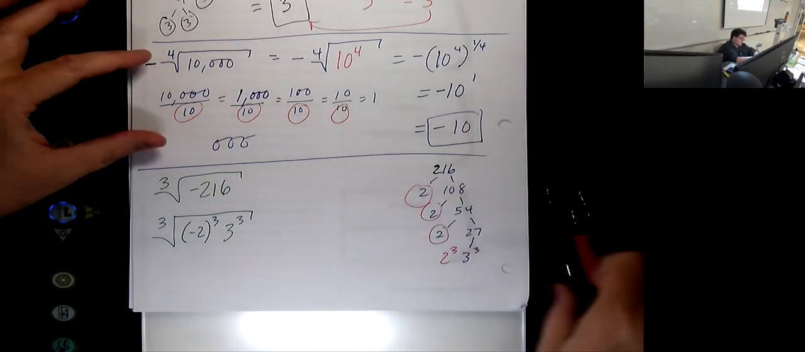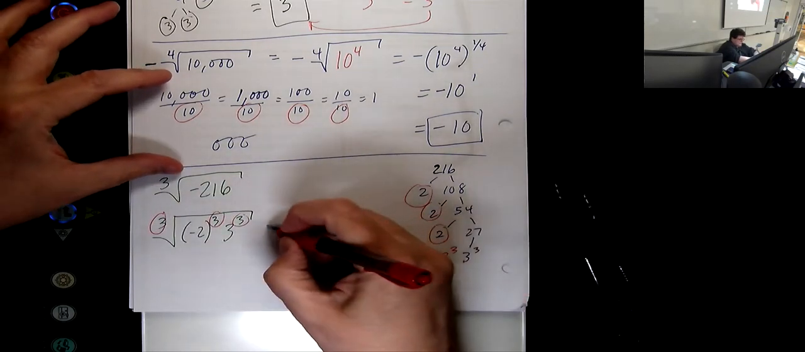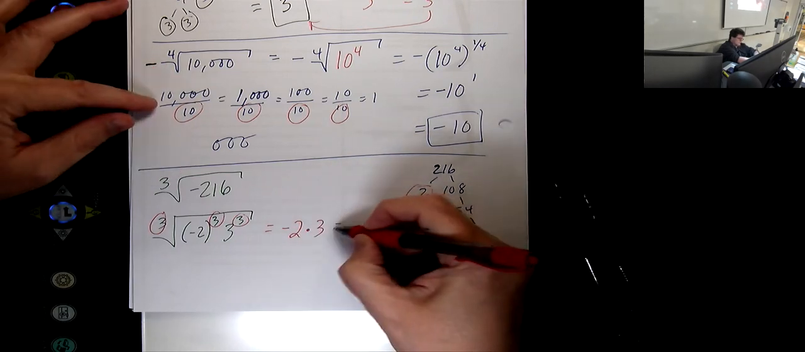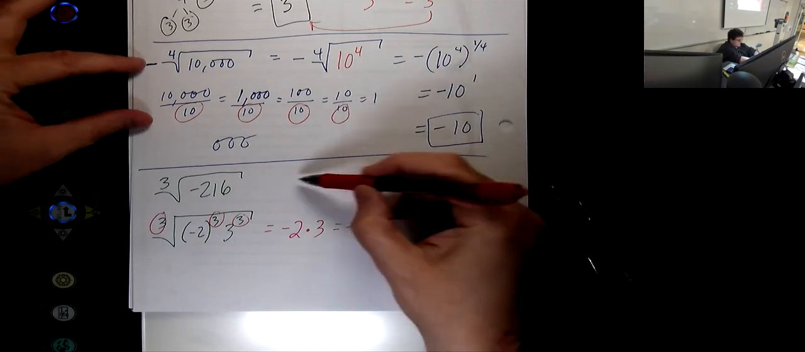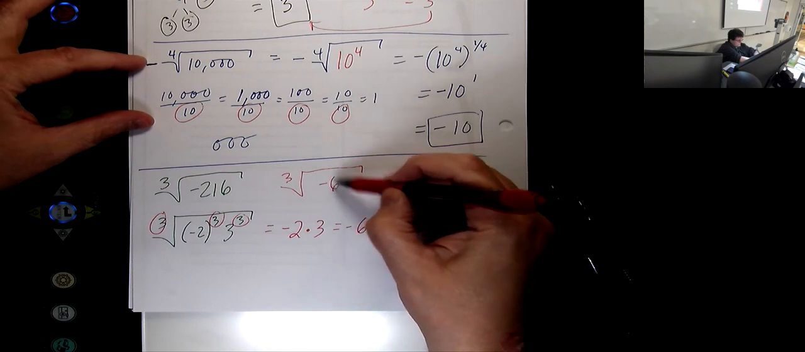And I got a 3 on the outside. I've got 3 as exponents on the inside. That all kind of wipes out. I'm left with negative 2 times 3, which is negative 6. So apparently, negative 216 was negative 6 cubed.